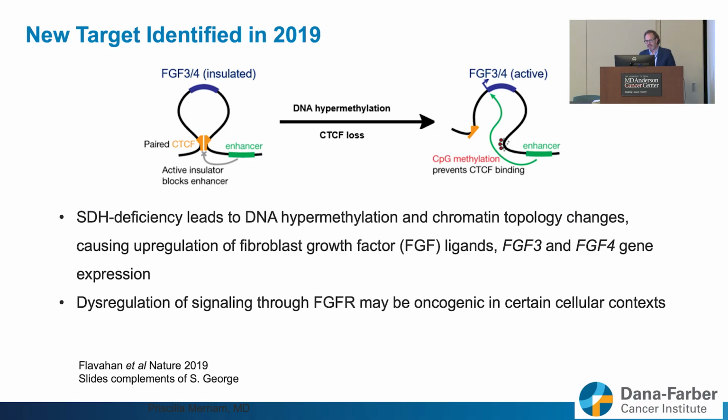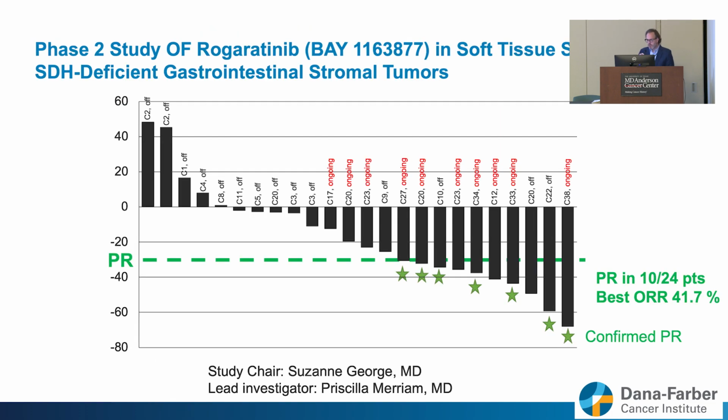And what that actually led to was another clinical trial run out of the National Cancer Institute. This was a phase 2 trial of a study called regorafenib. This was in soft tissue sarcomas, but with an SDH-deficient GIST arm. And exciting to say, they actually had 10 out of 24 responders, so an objective response rate of 41 or 42%.